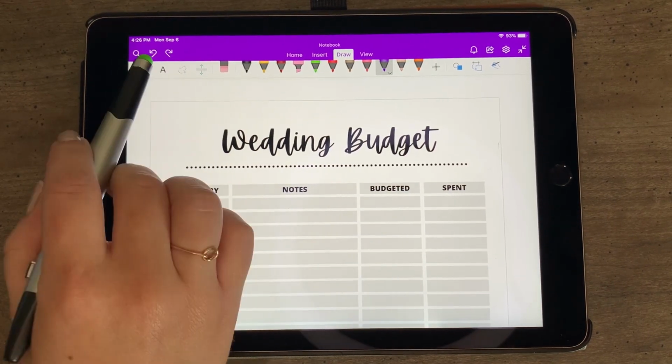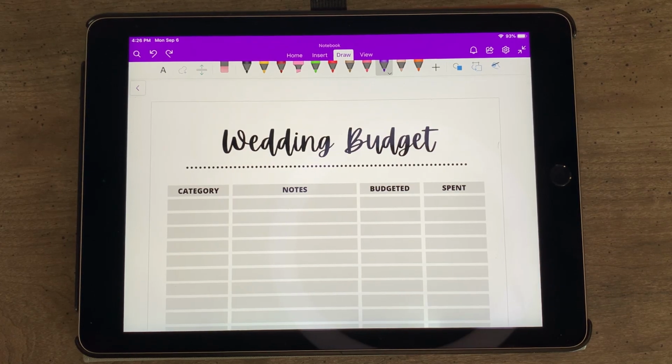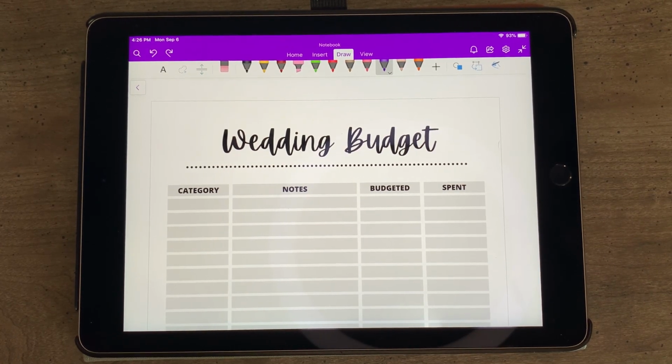I am doing this on OneNote, if you guys recognize this. OneNote is free and accessible on your phone, your iPad, your tablet, and your computer. So if you fill out your wedding budget, you can transfer it to any of your devices and share it with anyone. It is super awesome and it's free.